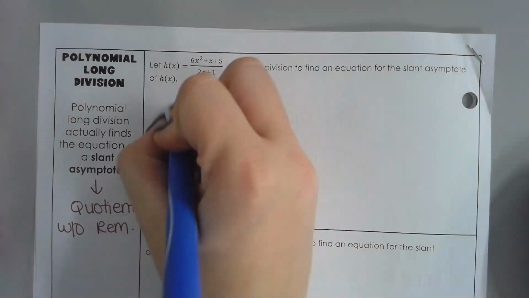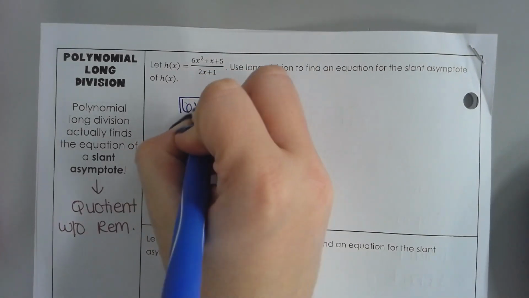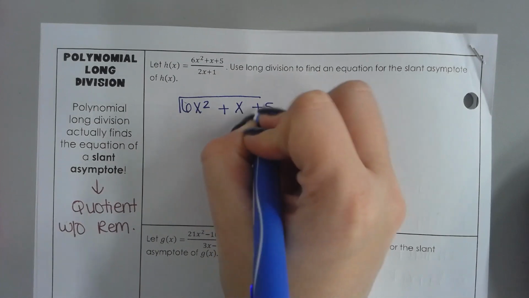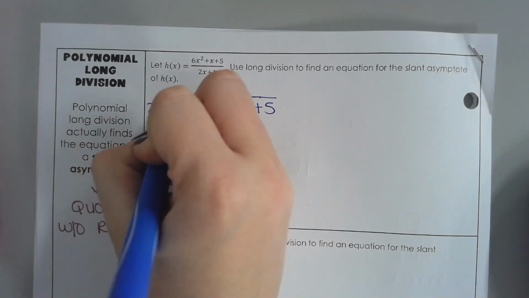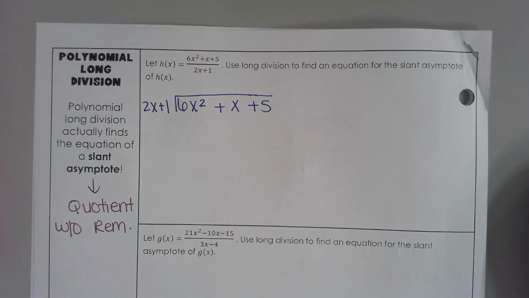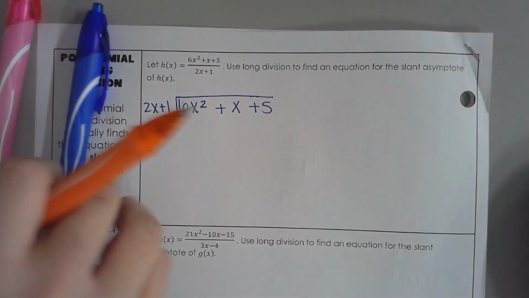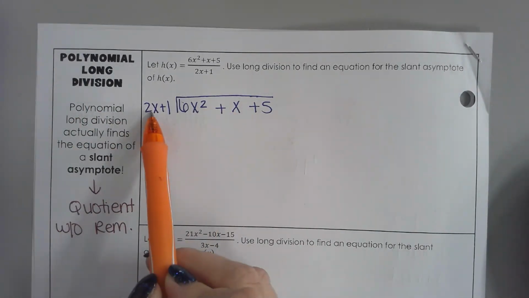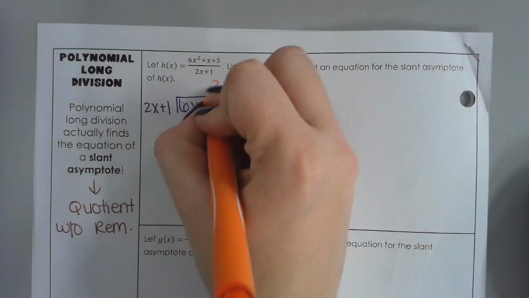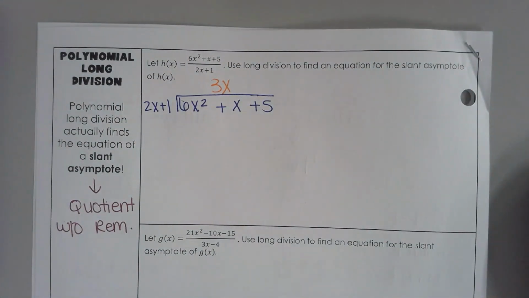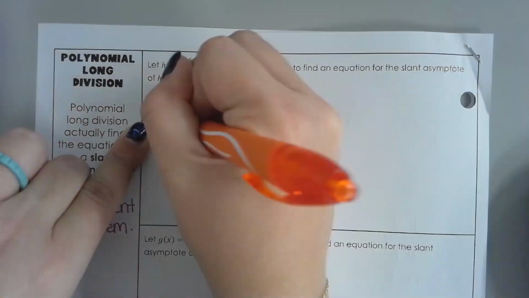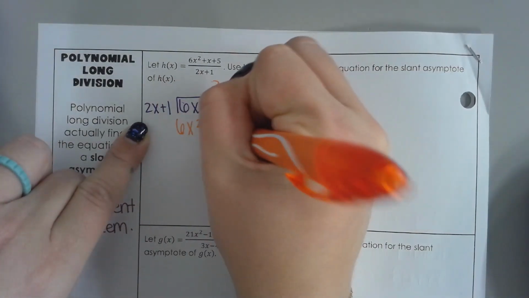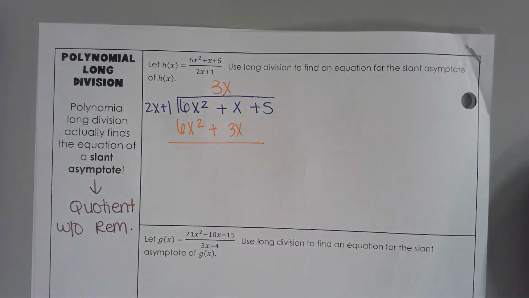So we've got 6x squared plus x plus 5 divided by 2x plus 1. And then I say 6x squared divided by 2x is 3x. And then I multiply the 3x back in. 3x times 2x is 6x squared plus 3x. And then I subtract.